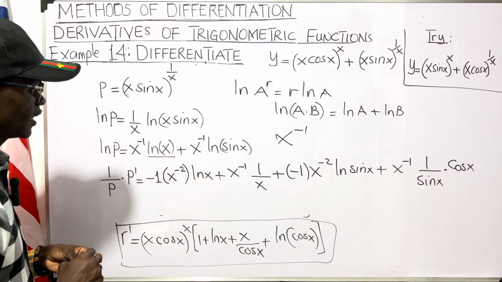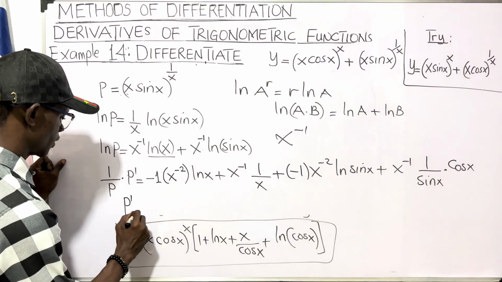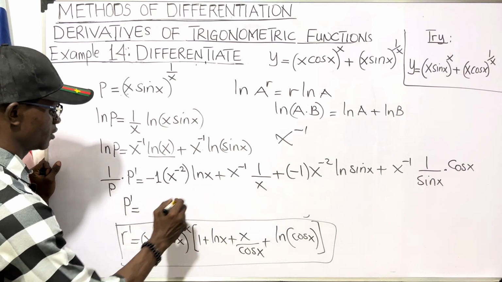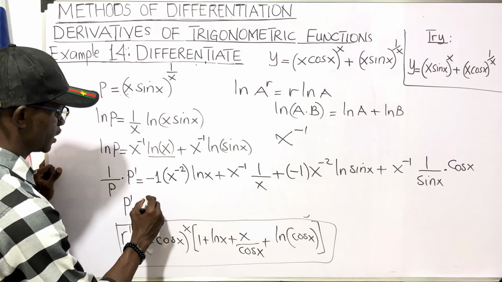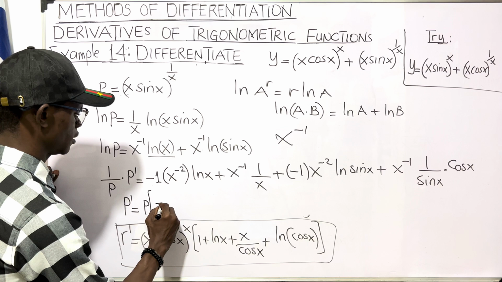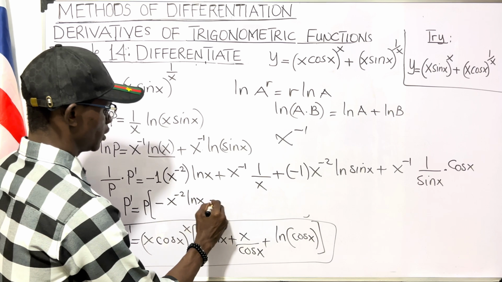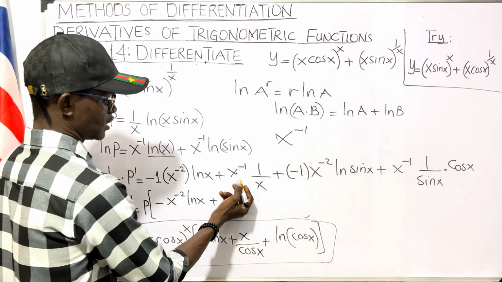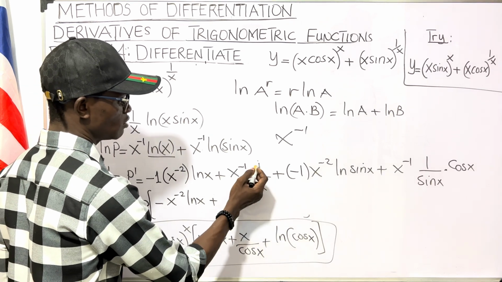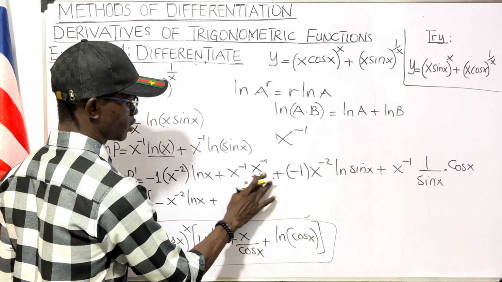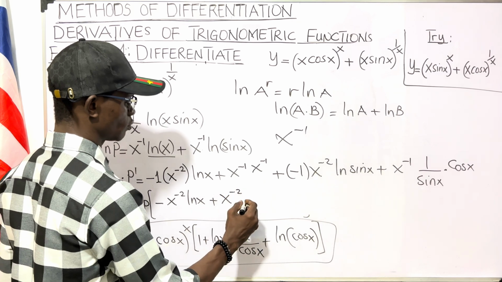So we can now simplify. So we have p prime. Now this p will be multiplied by this expression. So remember, p. Now in this first term, we just have minus x raised to the power minus 2 ln of x plus, now you can simplify these two, right? X to the power minus 1, x raised to the power positive 1. If it goes in the numerator, it becomes x raised to the power minus 1. So when the bases are the same, you add their power. So it gives you x raised to the power minus 2.